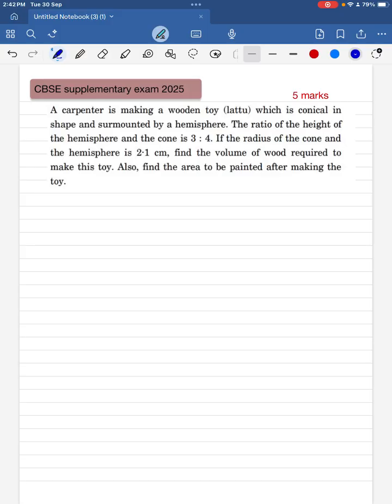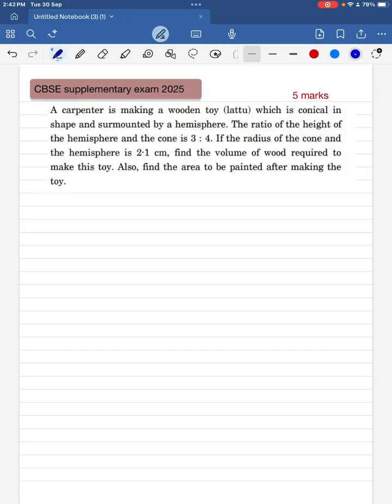In this video, I'll be doing a 5 marks question from the CBSE Supplementary Exam 2025. Let's look at the question. A carpenter is making a wooden toy, a lattu, which is conical in shape and surmounted by a hemisphere. The ratio of the height of the hemisphere and the cone is 3:4. If the radius of the cone and the hemisphere is 2.1 centimeters, find the volume of wood required to make this toy. Also find the area to be painted after making the toy.